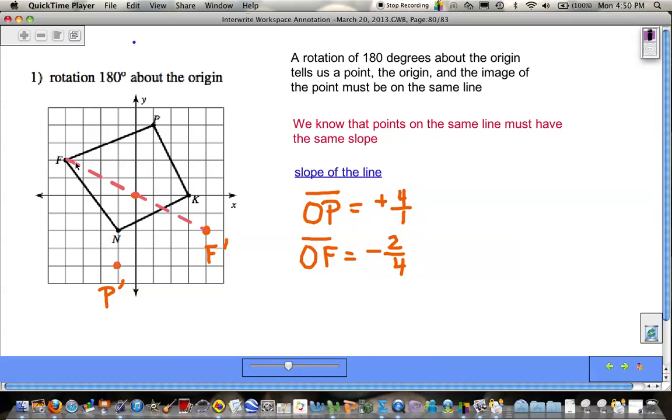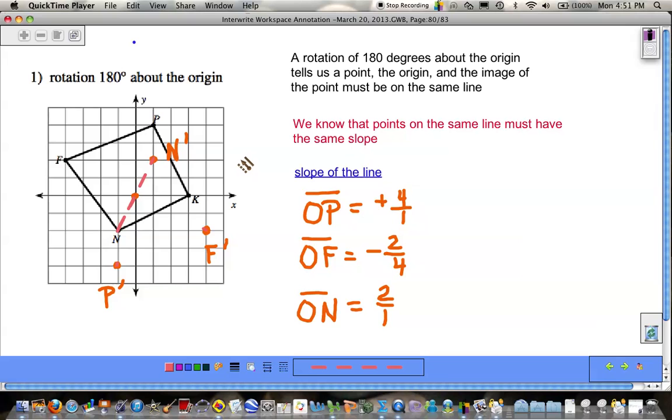I'm going to erase that dotted line and move on to rotate point N about the origin. So I'm going to draw a dotted line between N and the origin. I can clearly see the slope of that line is rise 2, run 1. I'm going to continue with that slope passing through the origin, rise 2, run 1. This would be N prime. And again, I can see that N and N prime are on the same line passing through the origin.